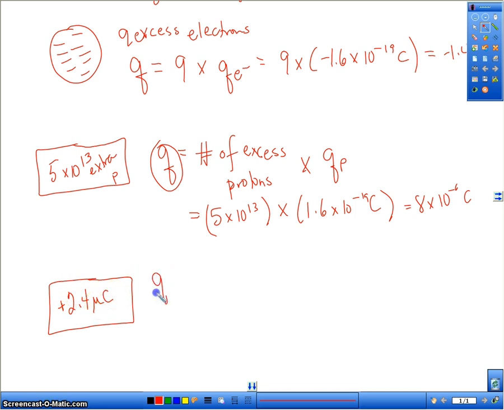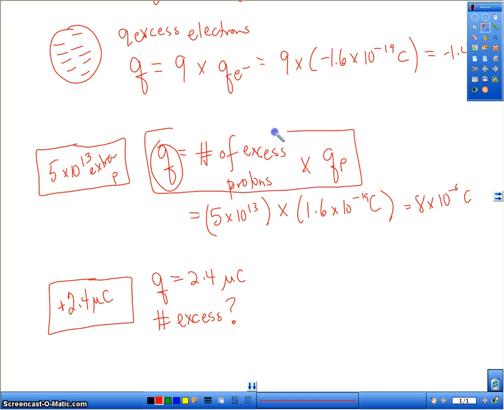So in that case, the charge is 2.4 microcoulombs. And I want to know how many excess. That's the question mark. So if I look at this formula that I've drawn right here, in this case, I'm given this number on the left, and I'm asking for the number of excess. So that's how that's going to end up working.